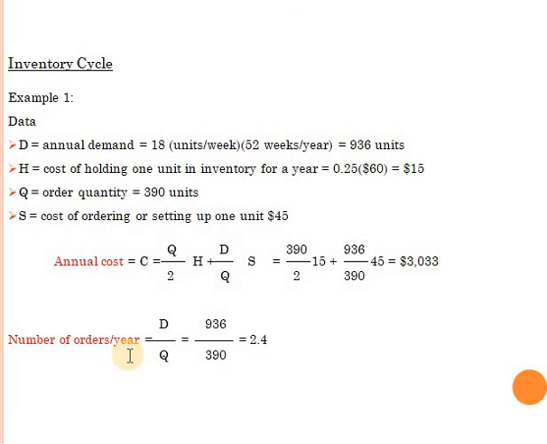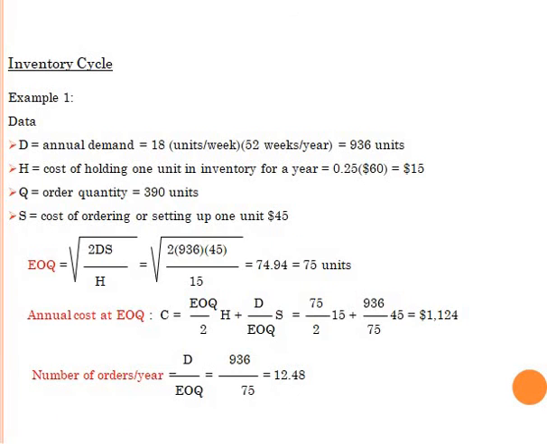Part B, I want to calculate the number of orders per year. You have to use this equation. It is D over Q. So it is 936 over 390. You see it is 2.4 times per year. So this is close to making 1 order every 5 months.